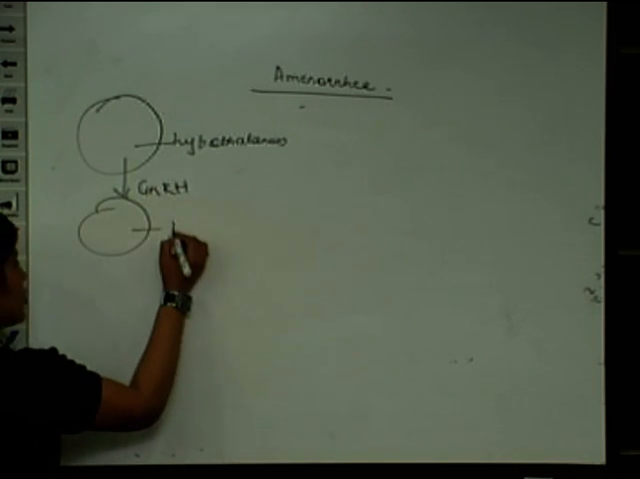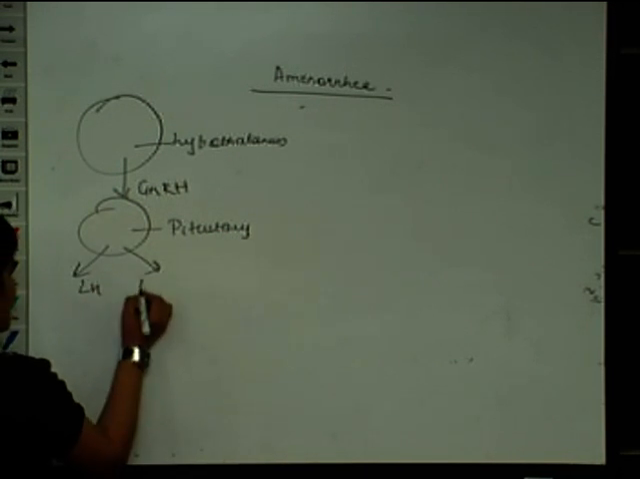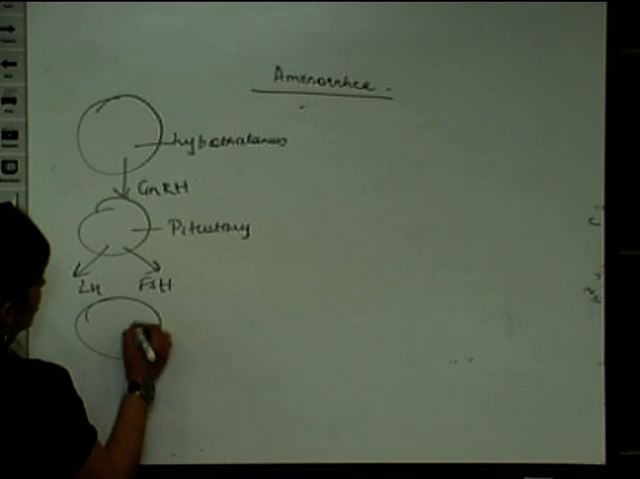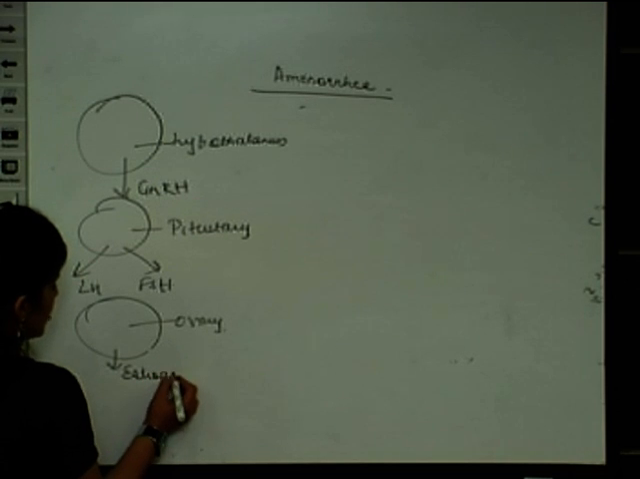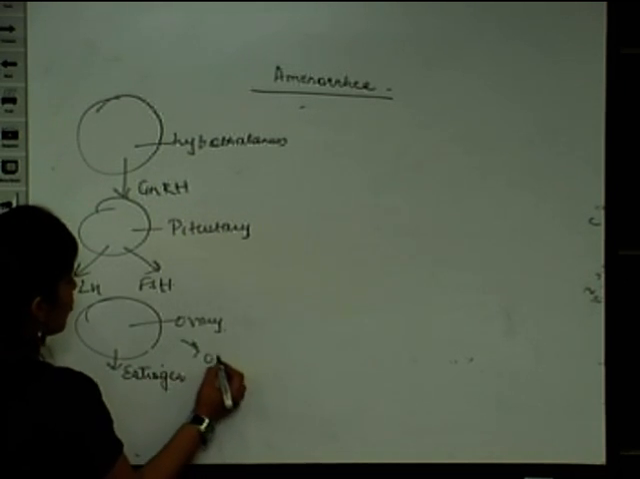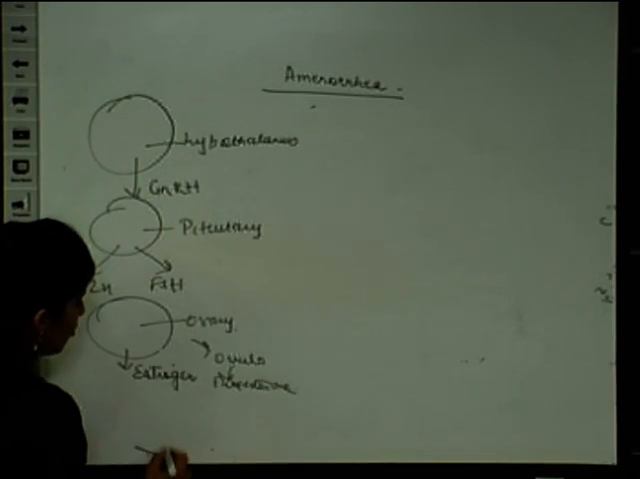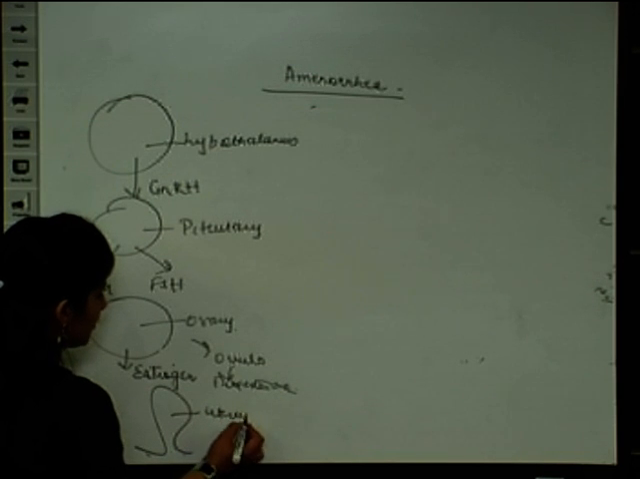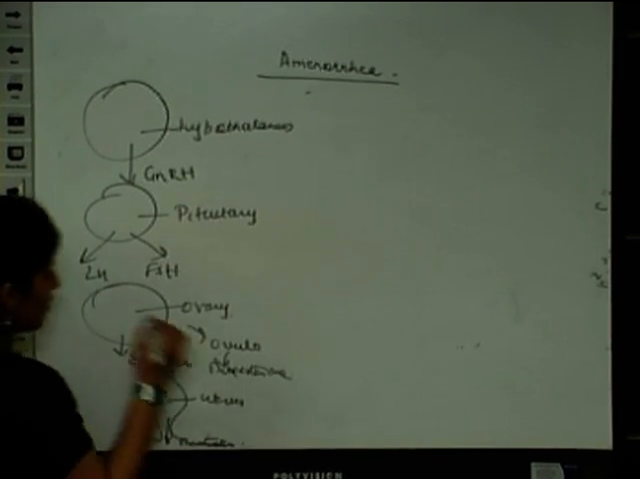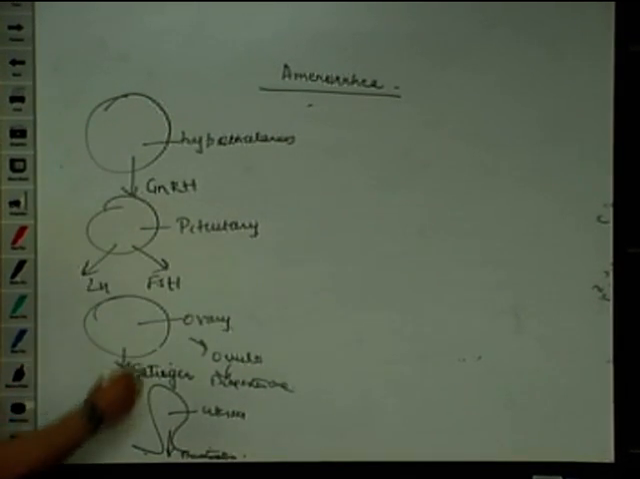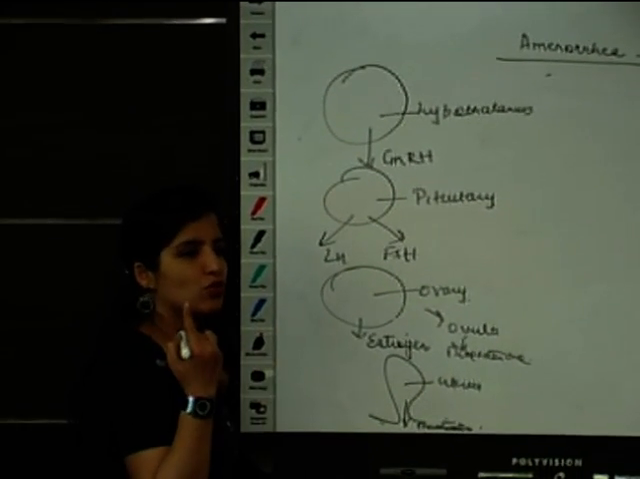This acts on pituitary, which will release LH and FSH. This will act on ovary. Ovary will form estrogen, and once ovulation occurs, progesterone is formed. Both of them act on the uterus, and from the uterus menstruation occurs. So this whole tract should be intact for menstruation to occur.